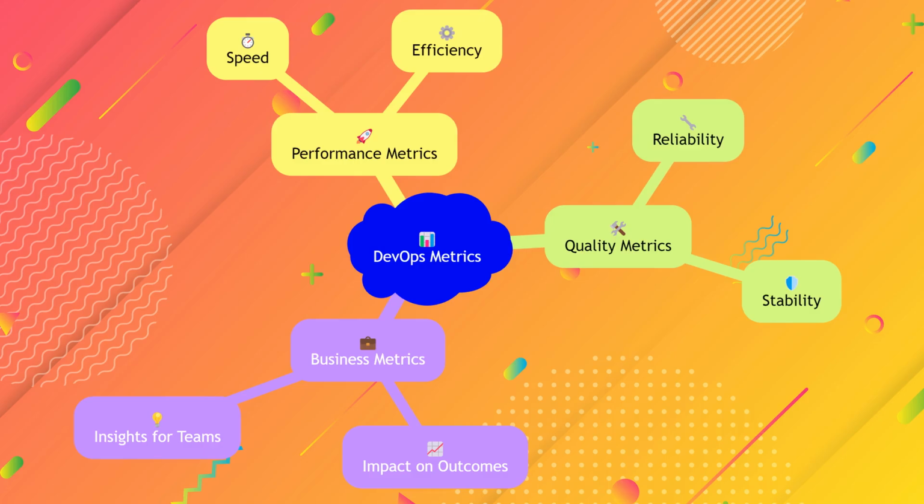There are several types of metrics that are crucial in a DevOps environment. These include performance metrics, which measure the speed and efficiency of processes, quality metrics, which assess the reliability and stability of the software, and business metrics, which evaluate the impact of development activities on business outcomes. Each type of metric provides unique insights and helps teams focus on different aspects of their development and operational processes.